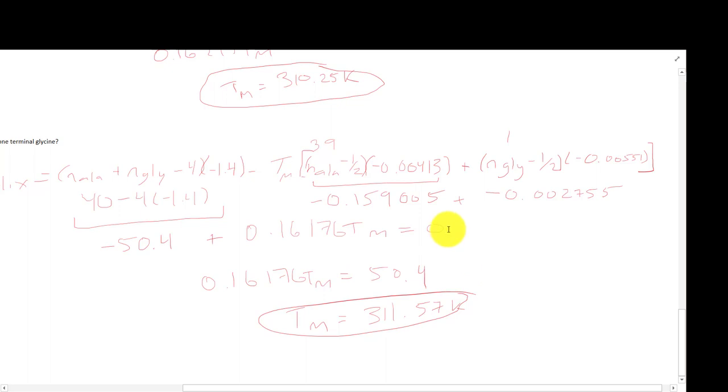You can imagine what's going to happen if we try to put glycine on both ends. We would have to change the alanine. Since it's all in the middle, we don't subtract it. And if we have glycine on both ends, it gets the full minus one. So that's all the ways we could possibly ask questions about helices.